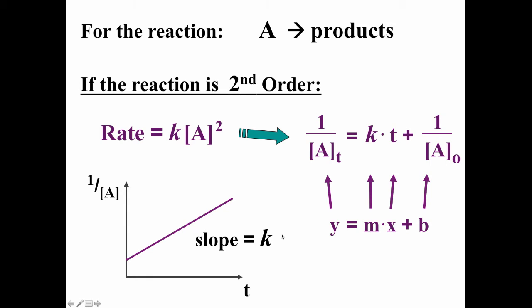And of course, conversely, if we have a reaction and we don't know its rate law, we don't know what order it is, but we graph time versus 1 over the concentration of A and get a straight line with a positive slope, then we know that process will be a second order reaction, and the slope of that line will give us the value of the rate constant.